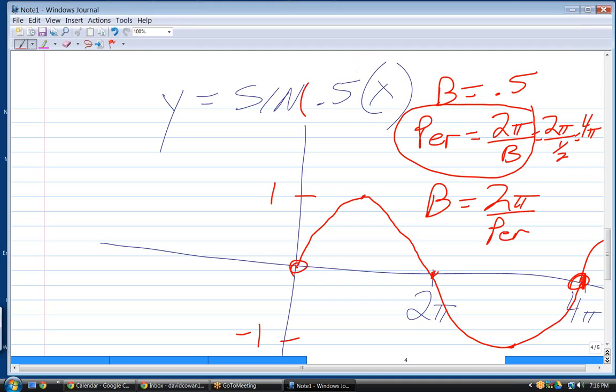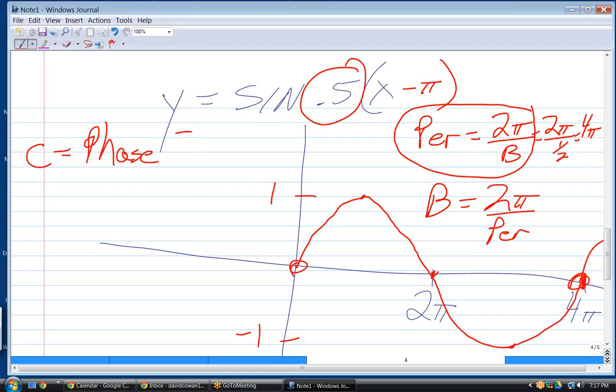So, we're still not really done with your problem because you have an extra thing. You have a b that's that, but you also have something inside the parentheses, which is a minus pi. So you have a c also. C, when it's in this format, is the phase shift, which is really nothing more than a horizontal shift. Okay? Take this curve that I've drawn.